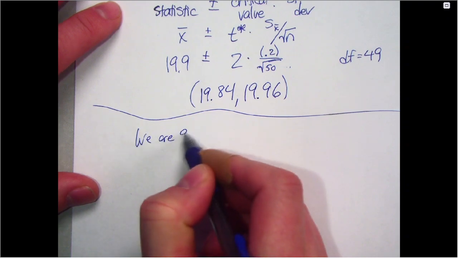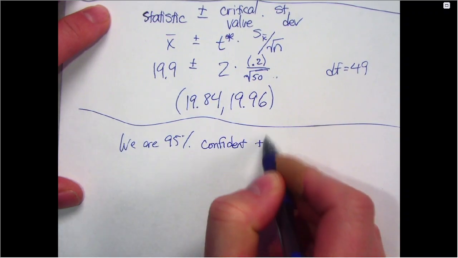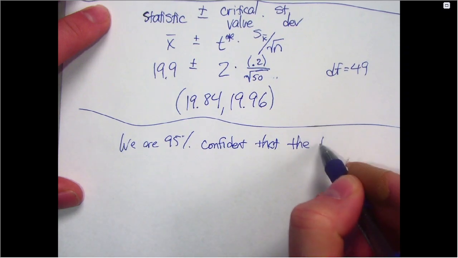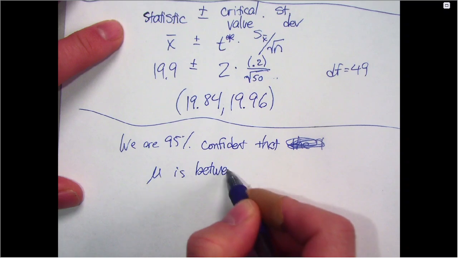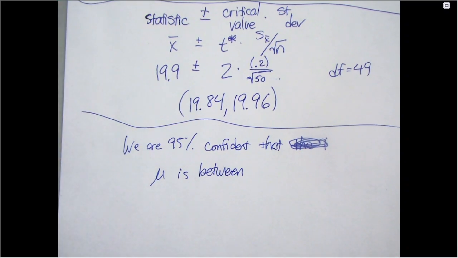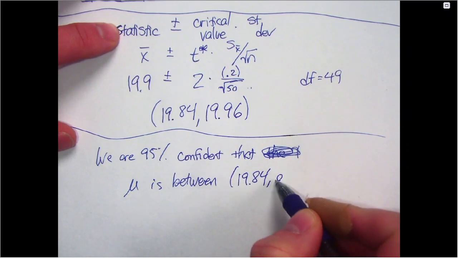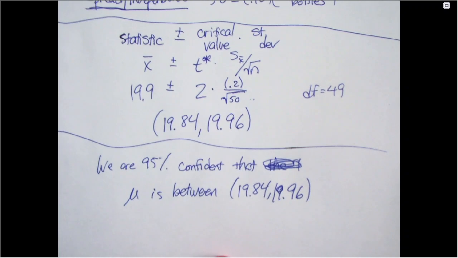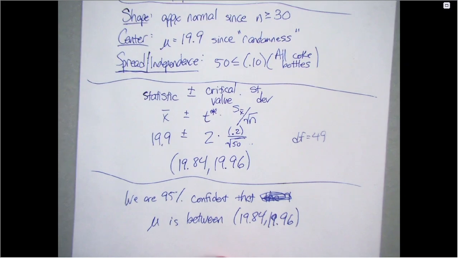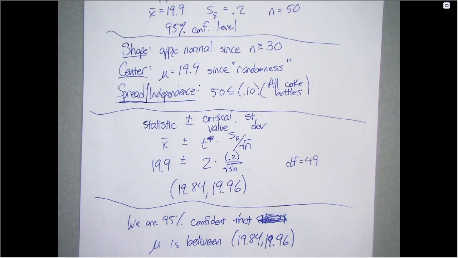So we are 95% confident that mu, I was about to write the context again, but then remember you don't have to, because mu, when you reference it, already contains your context, is between 19.84 and 19.95. Questions on there anywhere?